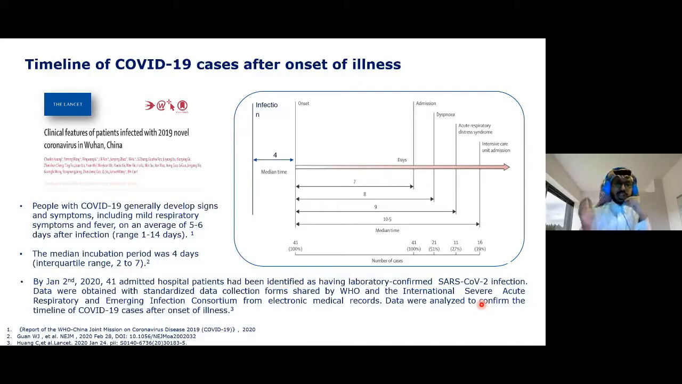So if we start this journey on January 2nd, 2020, there were 41 patients admitted to the hospital, identified as having laboratory confirmed COVID disease. The data was obtained with standardized data collection forms shared by WHO and the International Severe Acute Respiratory and Emerging Infection Consortium for electronic medical records. The data was analyzed to confirm the timeline of COVID cases after onset of illness.